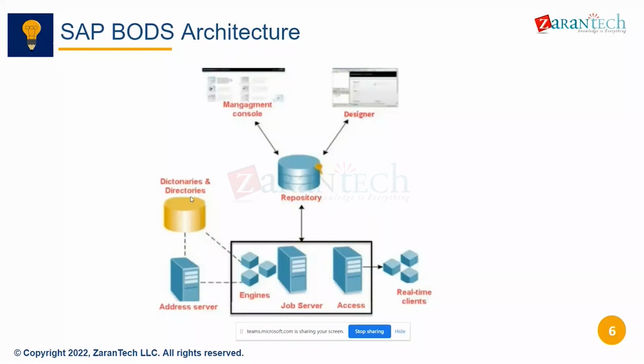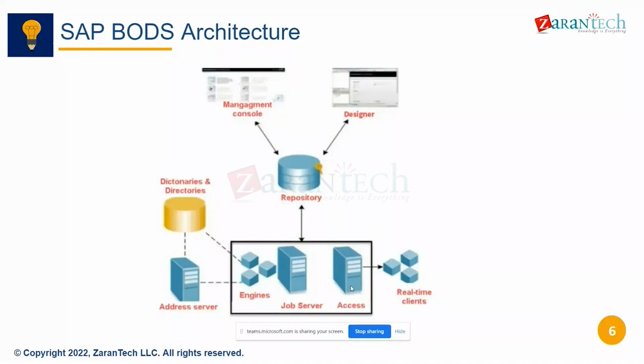Coming to the address server, dictionaries, and directories, these are used whenever we create real-time jobs, like when we are connecting to real-time servers and processing the data from there. The engine will collect all the information from these, where the address server plays an important role. Whenever we configure something, that information is stored here, coming via the address server, and moves to the engine, from the job server to the repository. This repository again connects to the management console and designer.